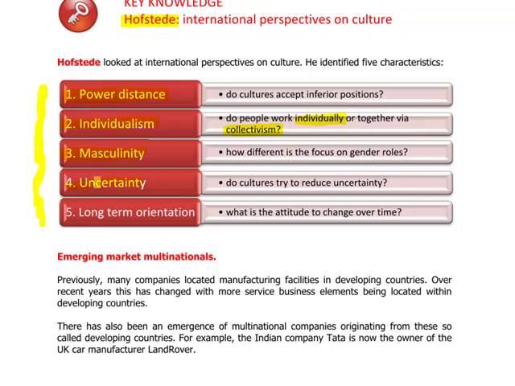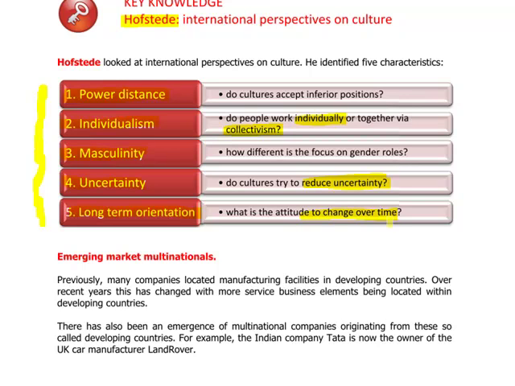Uncertainty, the next one. Is there a culture within a particular country where they try to reduce uncertainty? Reduce uncertainty going forward, or is it a culture of just accepting what will happen will happen? The final one, long-term orientation. So what is a country's attitude to change over time?